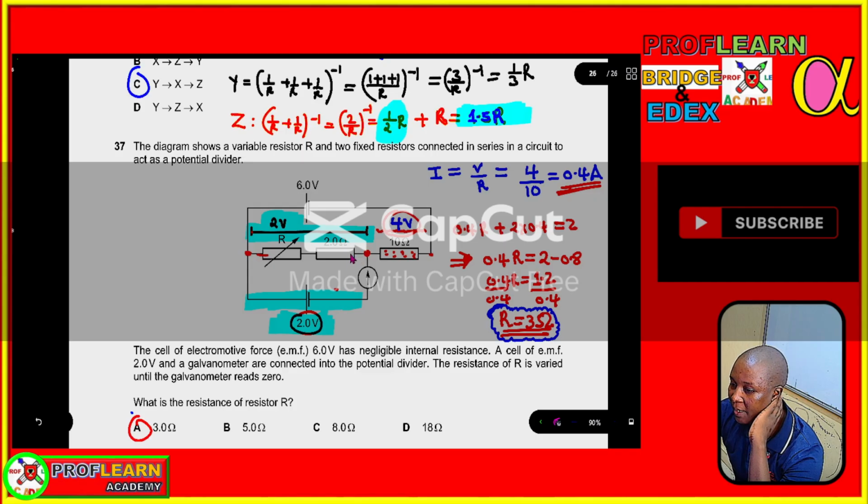So if there is a current of 0.4, then we can work out voltage as IR. The voltage across this 2 ohm resistor will be 0.4 times 2, which is going to give us this value, and also 0.4 times R. That's why we are having this. Then if you take the 0.8 to the other side, we shall have 0.4R equals 1.2. Divide both sides by 0.4, and we shall get our resistance R to be 3 ohms.